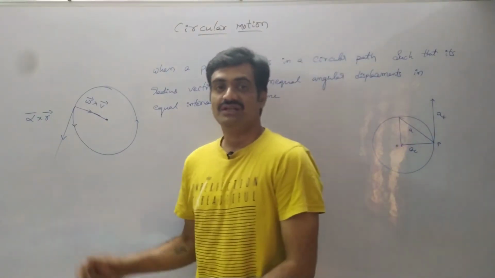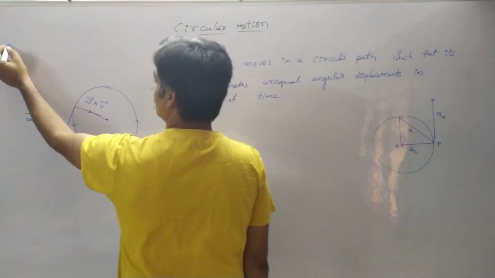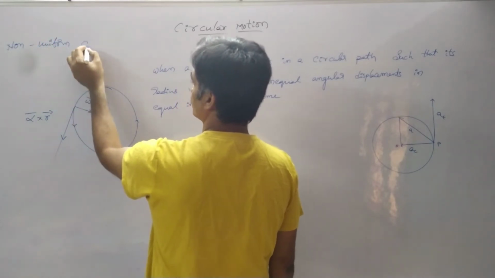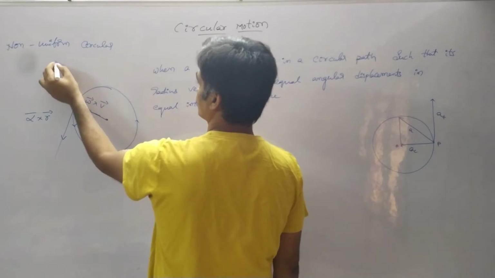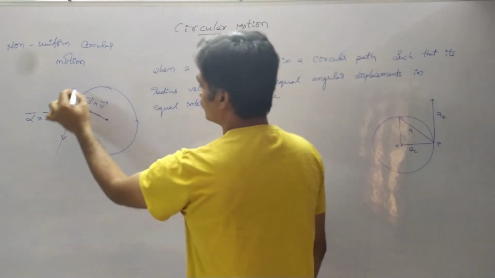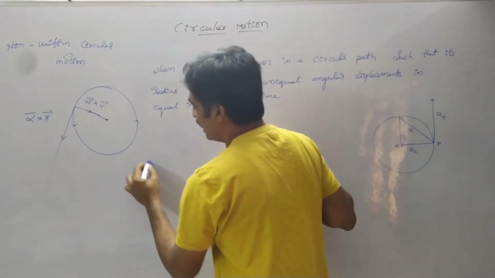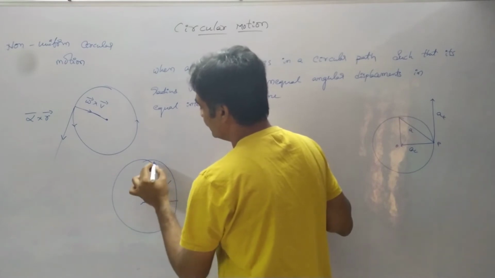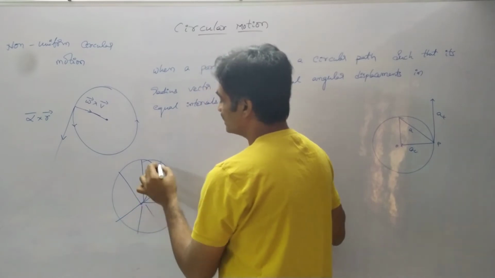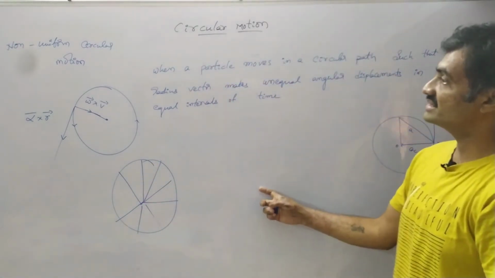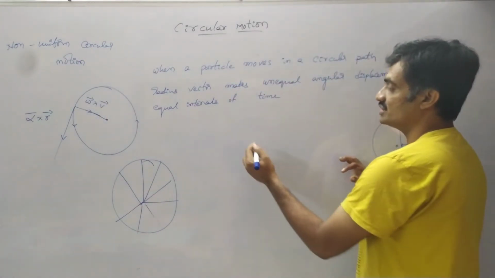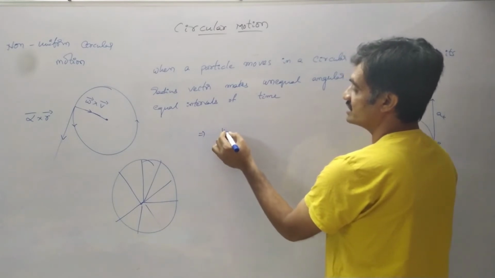Now we are going to discuss non-uniform circular motion. In the case of non-uniform circular motion, a particle moves in a circular path such that it makes unequal displacements in equal intervals of time. If a particle makes unequal angular displacements in equal intervals of time, then we represent it as non-uniform circular motion.